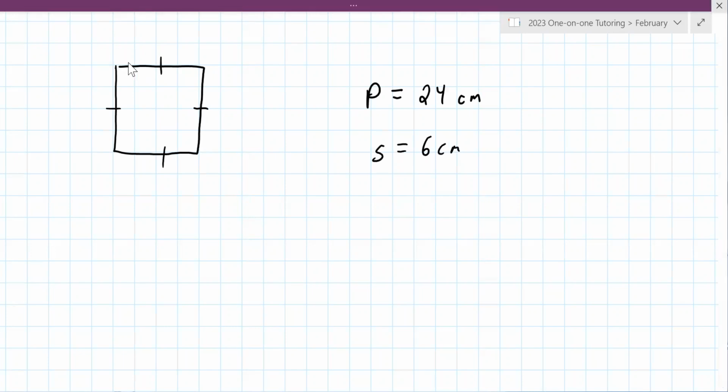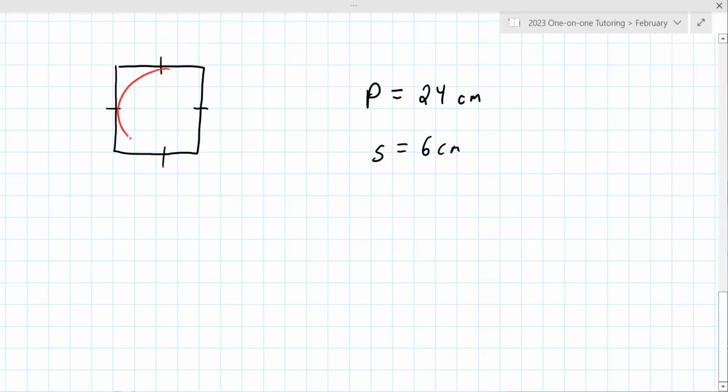Now, when you draw that circle in there, what is the diameter of that circle? 6. It is 6. Okay.